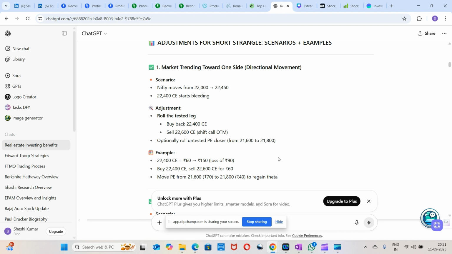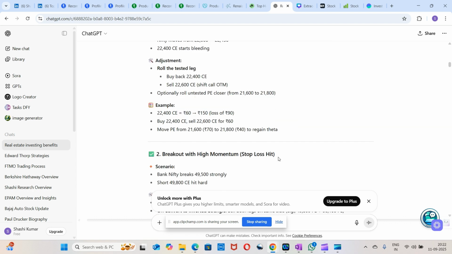So what we are doing is, when the market is directional and has moved towards one side, we are rolling the tested leg, whatever leg is tested, we're shifting it further OTM, and optionally we can also roll the untested PE. The example here is 22,400 CE, 60 rupees.